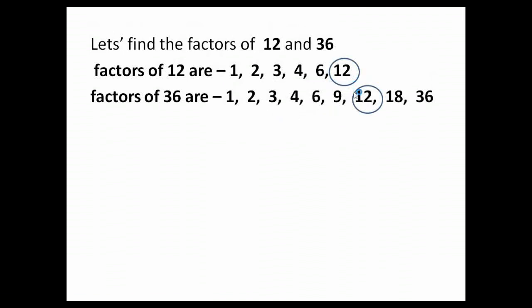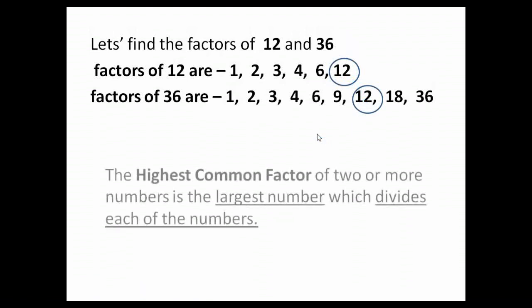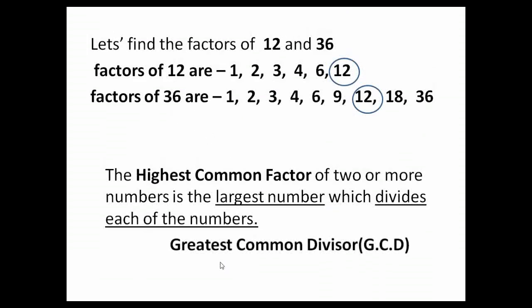So this number 12 can be termed as the highest common factor. The highest common factor of two or more numbers is the largest number which divides each of the numbers. So 12 is the largest number that can divide 12 and 36, and there is no number after that that can divide both these numbers. And it is also known as the greatest common divisor. So we can term the highest common factor as the greatest common divisor.